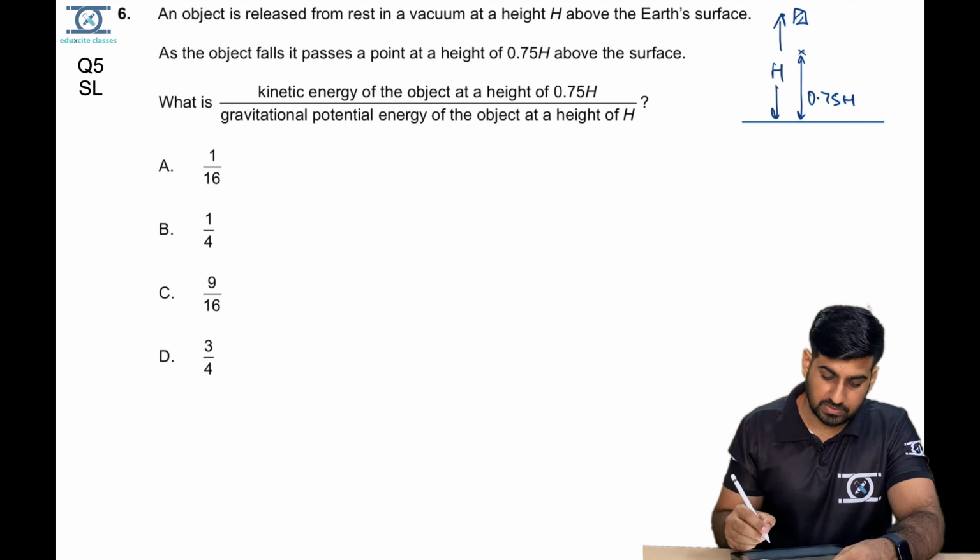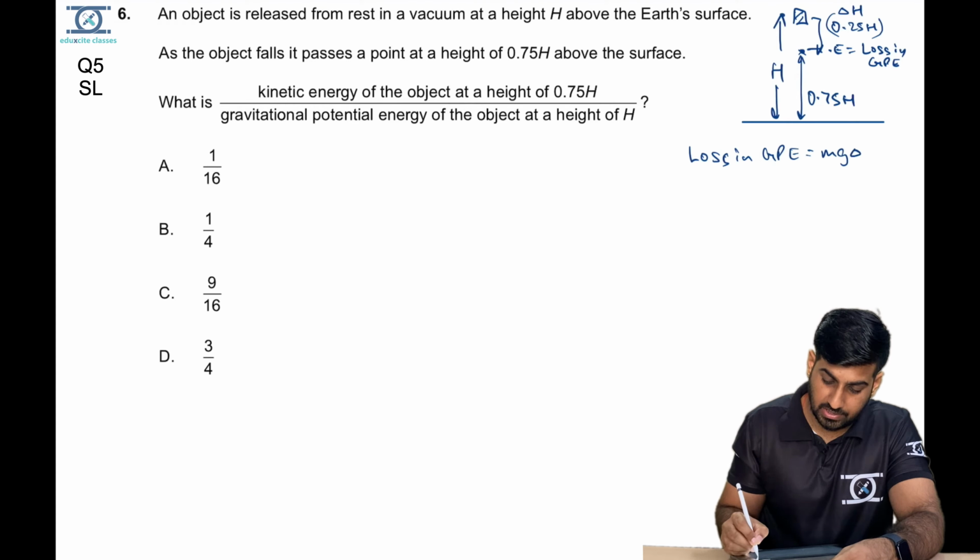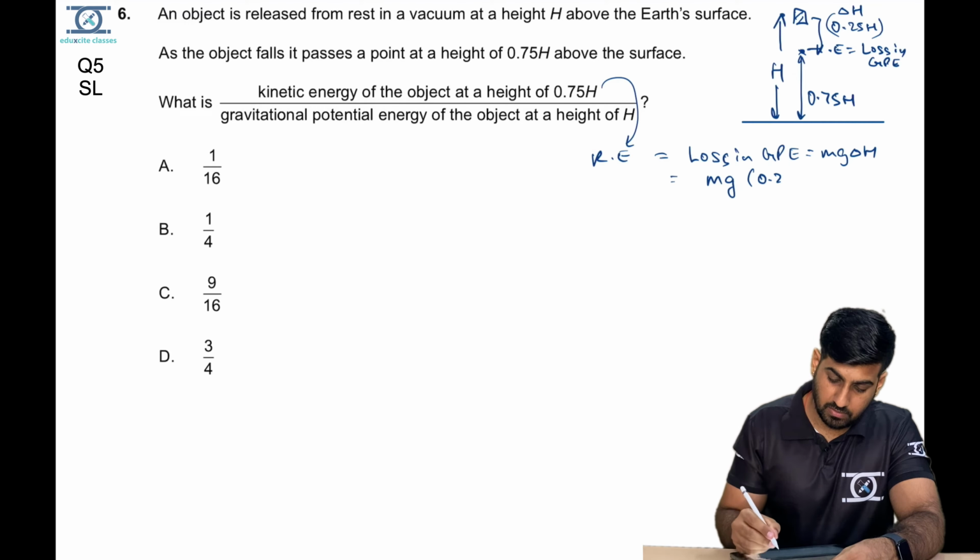So first, the kinetic energy will be equal to the loss in gravitational potential energy at this point. The change in height is how much? 0.25 h. So this is the delta h, right? The loss in gravitational potential energy is mg into delta h, and this will be equal to the kinetic energy at this point. So this will be mg into 0.25 of h.